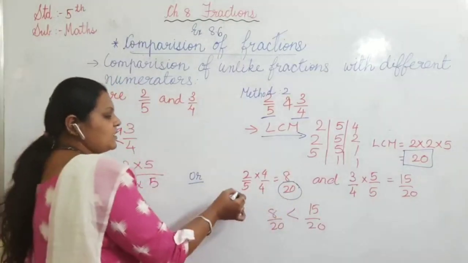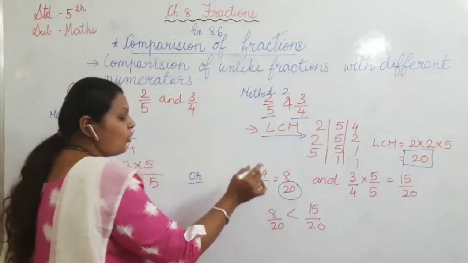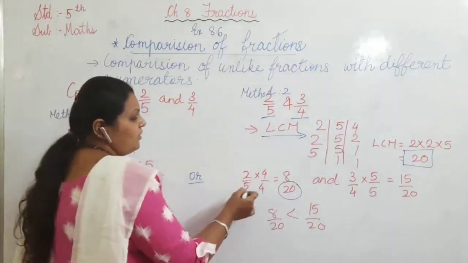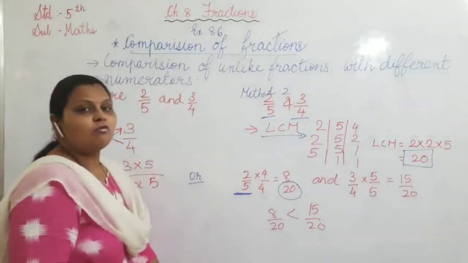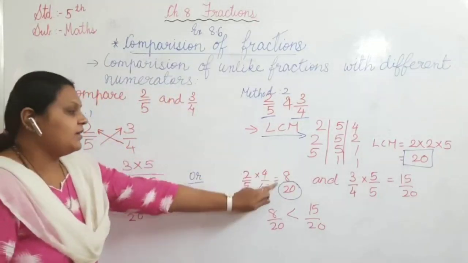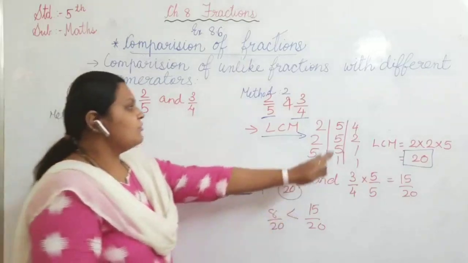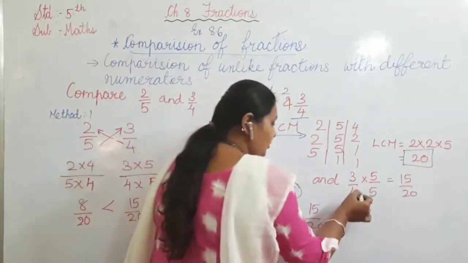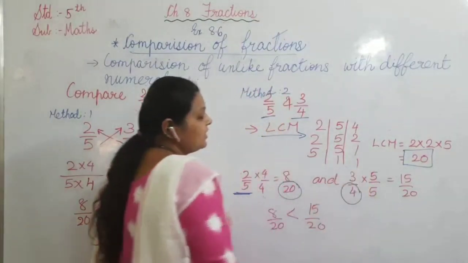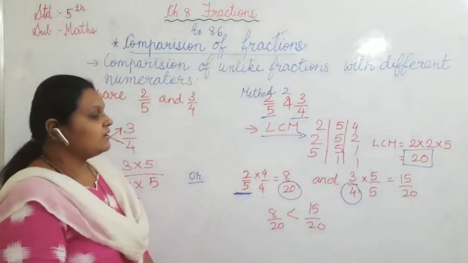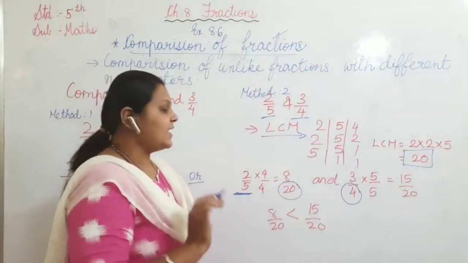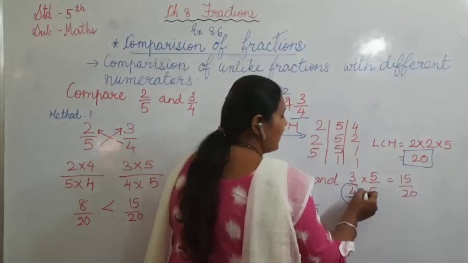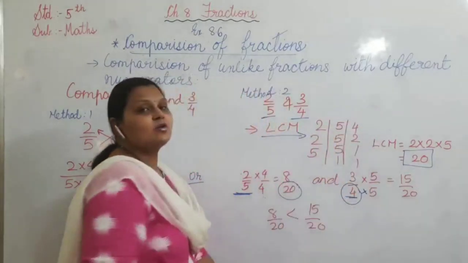We will find such a number that we will get denominator 20. So if we multiply 5 by 4, we will get 20. So 2 upon 5 multiplied by 4 upon 4 comes to 8 upon 20. Same for the second, 3 upon 4. Here as a denominator we need such a number that gives us 20. So if we multiply 4 by 5, we will get 20.